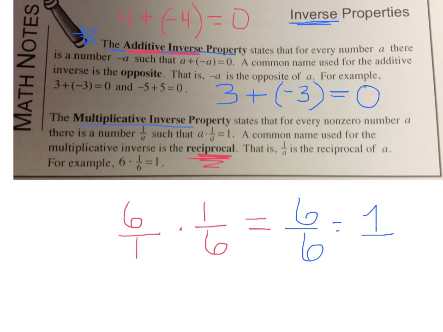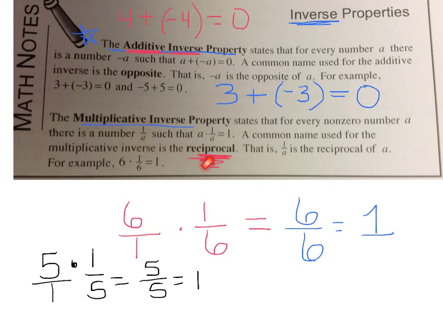So this property says if I multiply two numbers that are reciprocals, I'm always going to get 1. Again, let's think if I said 5. If I times that by the reciprocal, that means I just have to flip it. I'm going to get 5 over 5, which is the same as 1. So this property says if you multiply the reciprocals, or the inverse, you get 1. So those are the inverse properties.